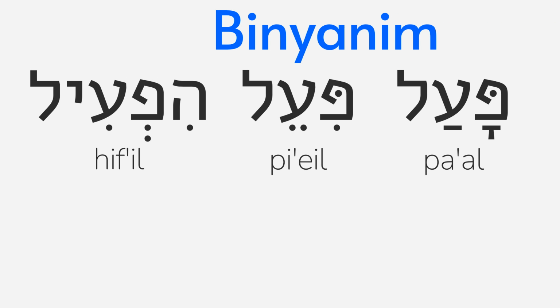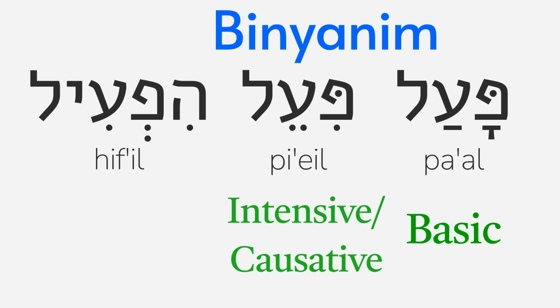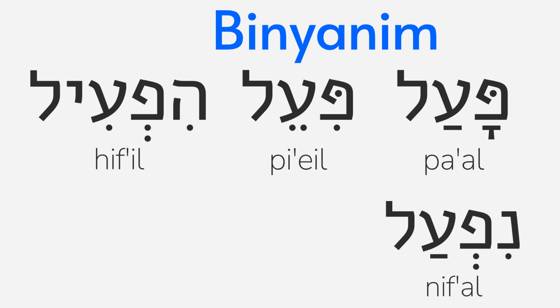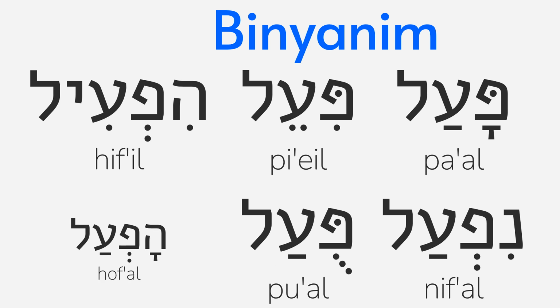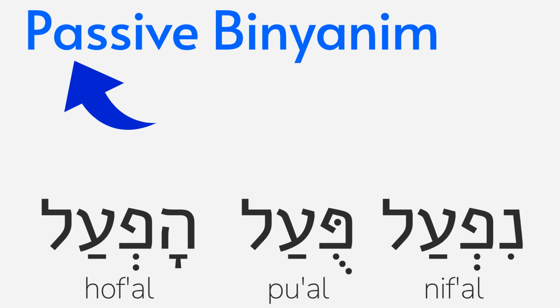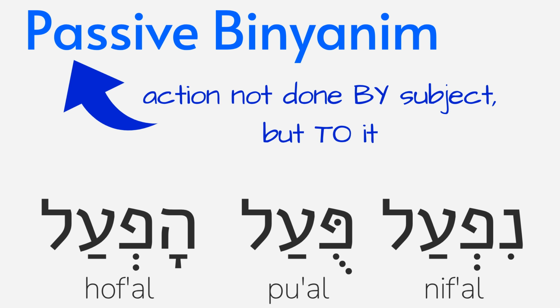So those are 3 binyanim: kal, pi'el, and hif'il, for basic actions, intensive and causative actions, and causative actions. There are 3 other binyanim, the nif'al, pu'al, and huf'al, that are the passive counterparts to each of these respectively. Passive means the opposite of active. The verb is not being done by the subject, but being done to it.